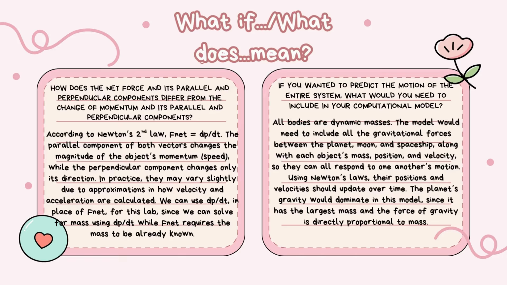And then for our what does it mean, if you wanted to predict the motion of the entire system in, say, part 2, what would you need to include in your computational model? Well, we'd have to consider all bodies as dynamic masses instead of point masses, and the model would need to include all the gravitational forces between the planet, moon, and spaceship, along with each object's mass, position, and velocity, so they can all respond to one another's motion. We'd have to use Newton's laws. Their positions and velocities should update over time, and the planet's gravity would dominate in this model since it has the largest mass and the force of gravity is directly proportional to mass.